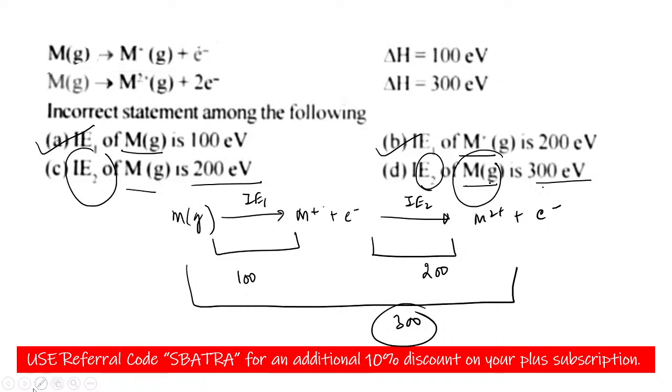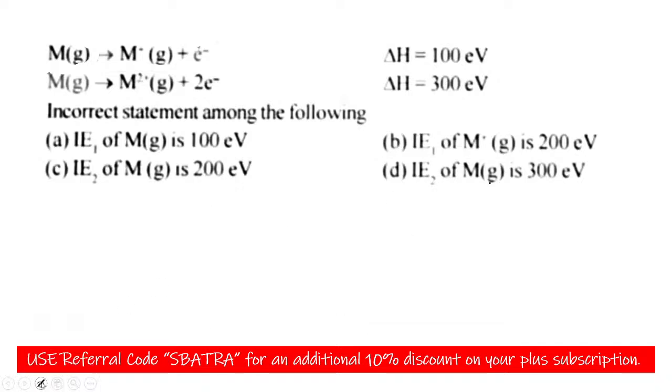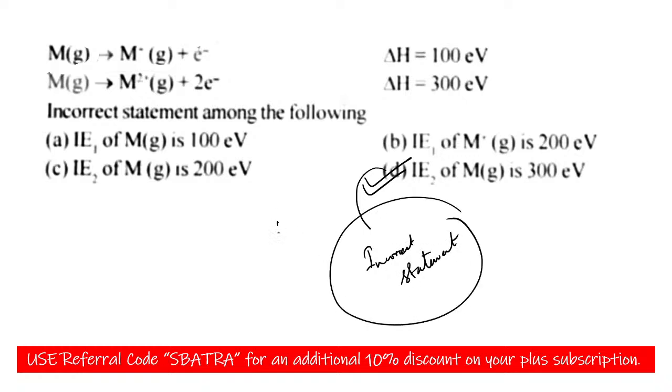So there is no need for any confusion. The correct answer for this question would definitely be option D, which means option D is your incorrect statement. Now it's clear for sure, okay? It's quite a confusing question with the statements, but option D is going to be your correct answer. So is it clear now, Akshita? Is this statement clear?